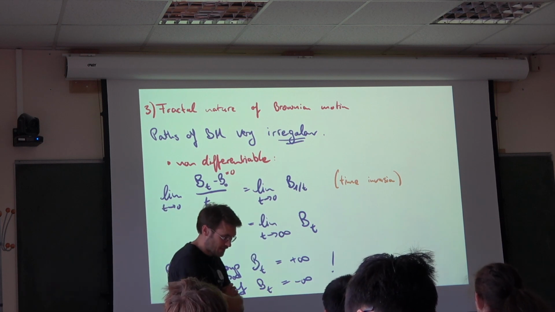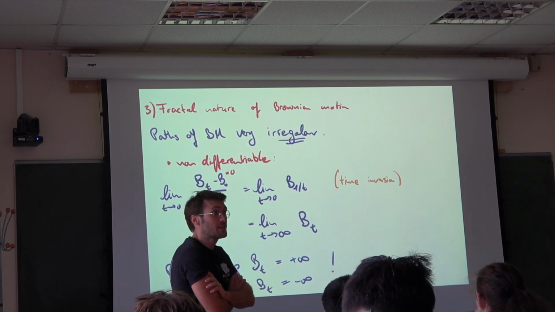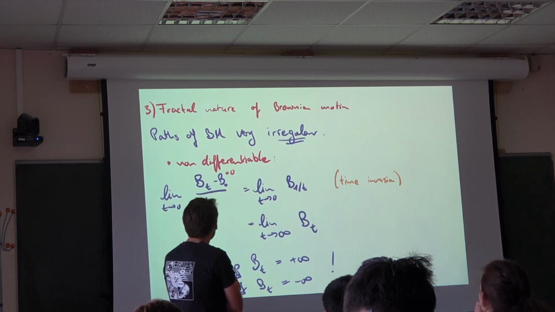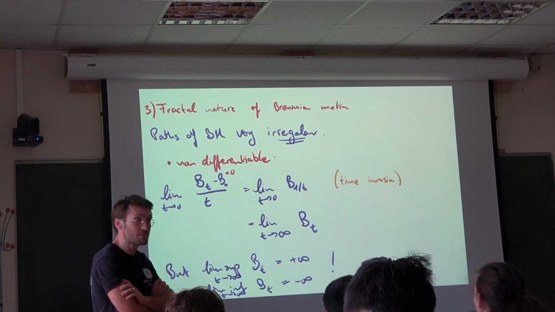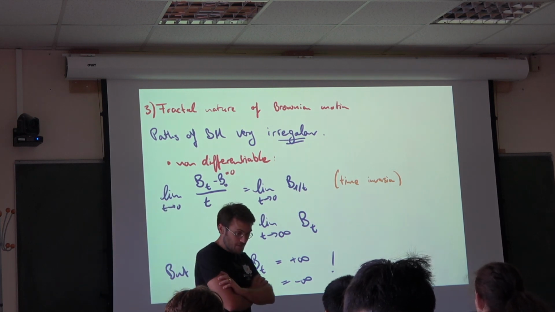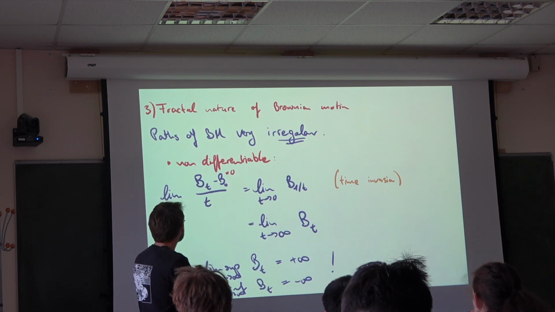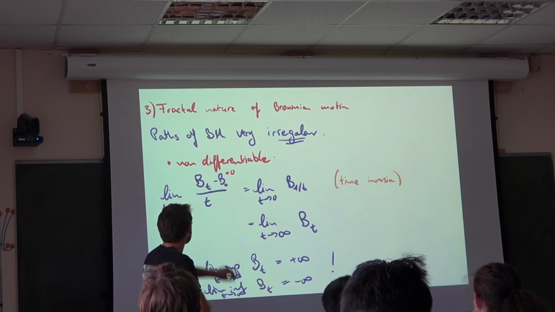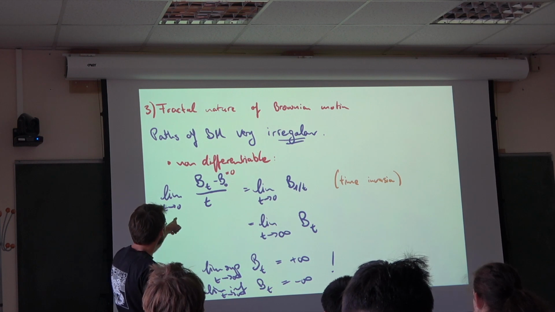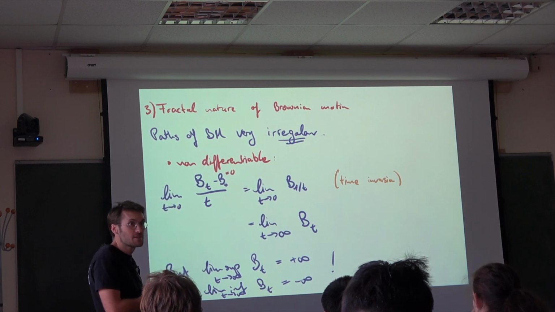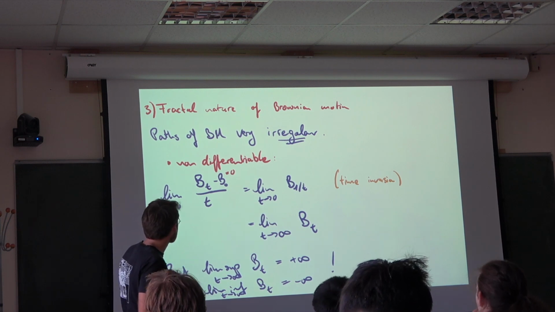This is very fun. As you already saw on the pictures, the paths are really, really rough, really irregular. In particular they're non-differentiable. You can already show that they're non-differentiable. How? Well, if they were differentiable, they would be differentiable at 0, by stationarity. So what happens if we calculate the derivative at 0? What is the limit of B_t minus B_0 over t when t goes to 0? B_0 is 0, so it's just the limit of B_t over t.